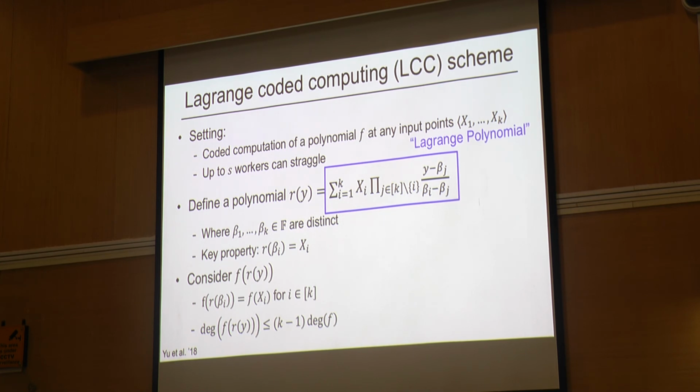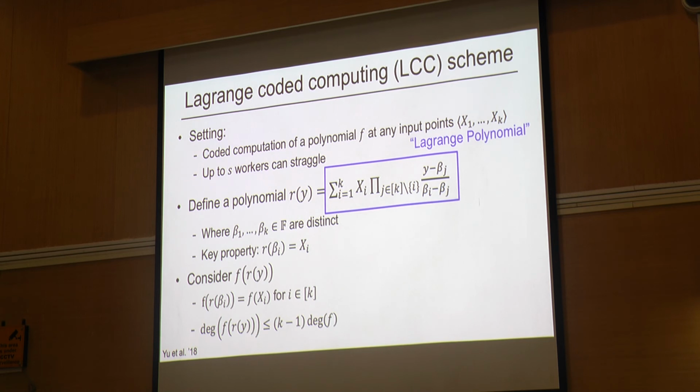Basically, there will be some beta i's where that polynomial evaluated at beta i is equal to xi, because it's going through those points, right? So consider now f of r of y, similar to what we did in the example. Then f of r of y evaluated at those beta i's again will give us f of xi, right? Because r of beta i is xi. Okay, so this is the key thing to remember.